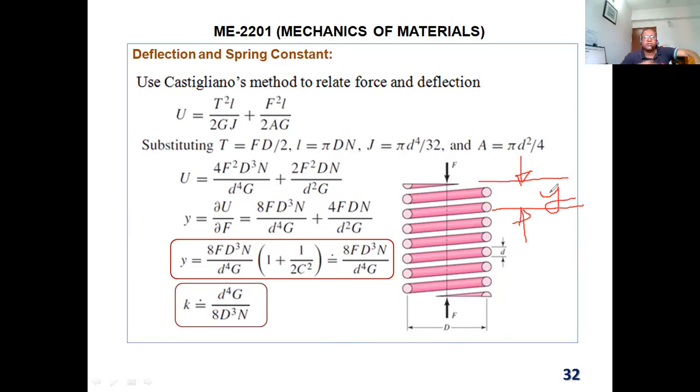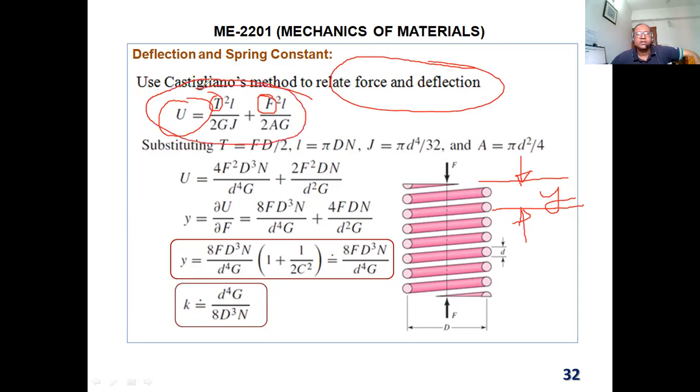This value is figured out by Castigliano's method to relate the force and deflection. That means we figure it out by strain energy. When you take the free body, how many forces work there? There is a torque working there, and also the force. Okay. So by this formula, this is the main formula. We are not showing you how this comes about.